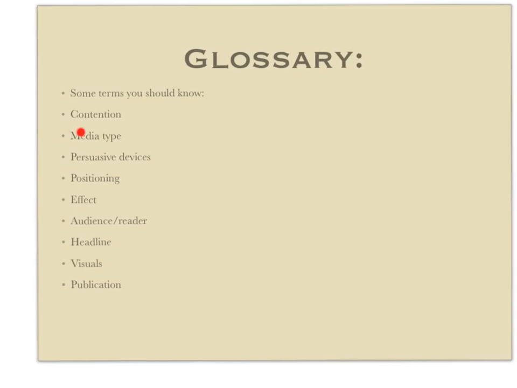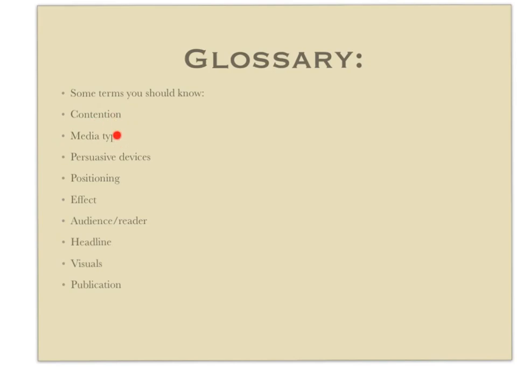So first of all, contention. A contention is basically the point of view or the main line of argument that a particular person is making. So a contention is usually going to be a very short statement that sums up the entire argument that a person is making.